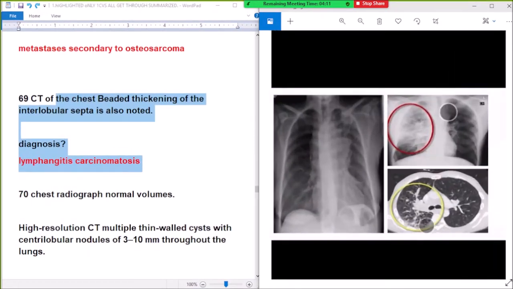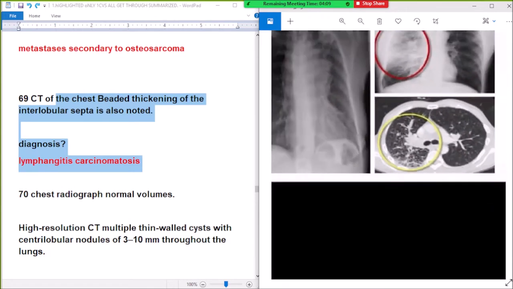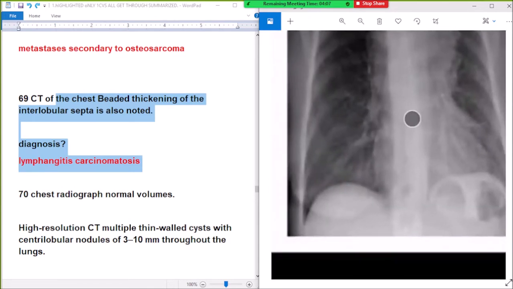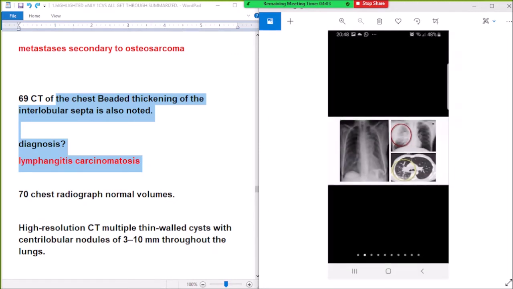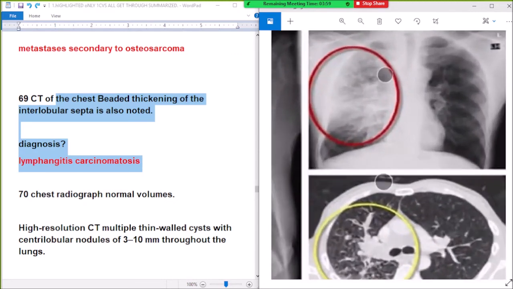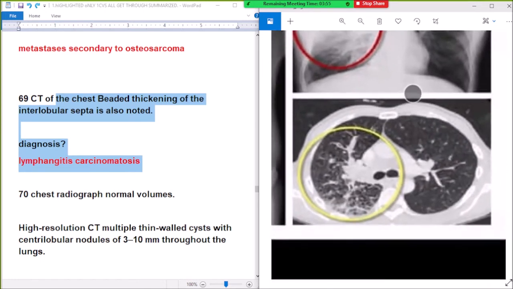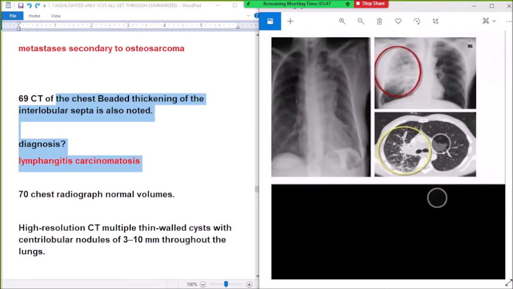Now, on chest radiograph, there is beaded thickening of the interlobular septa noted, diagnosed as lymphangitis carcinomatosa. On CT scan, there is beaded thickening of the interlobular fissures and interlobular septa, diagnosis: lymphangitis carcinomatosa.